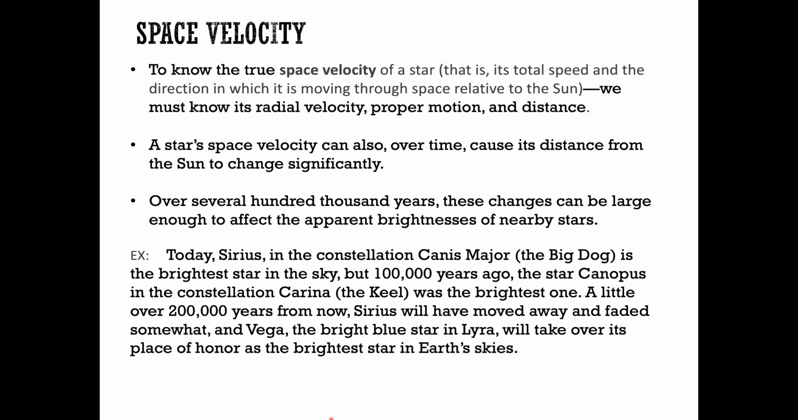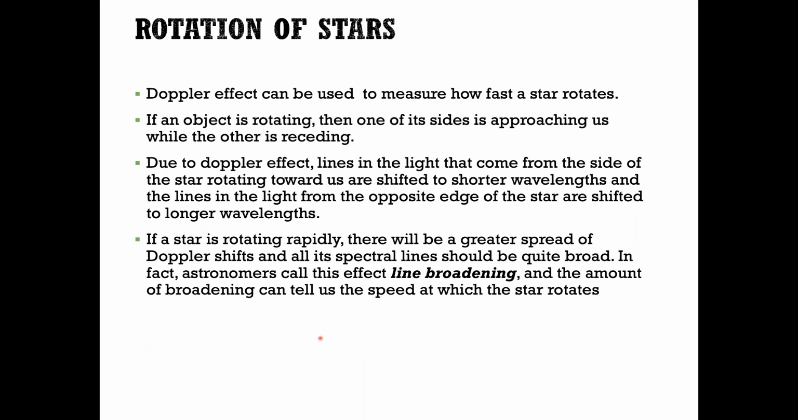And similarly, a little over 200,000 years from now, which means in the future, Sirius will have moved away and faded somewhat, and Vega will become the brightest star. You can see that at different eras of the universe, different stars will get this position as the brightest star. Now, this came as a result of these motions of stars, right? And that's the story of the movements of the stars in different directions.